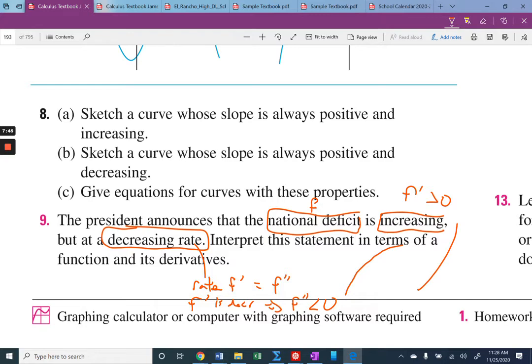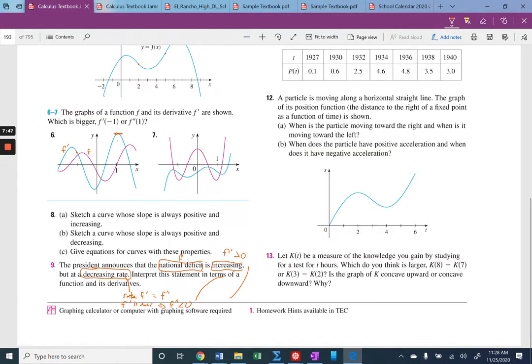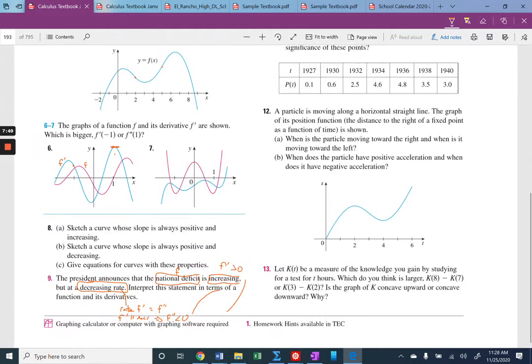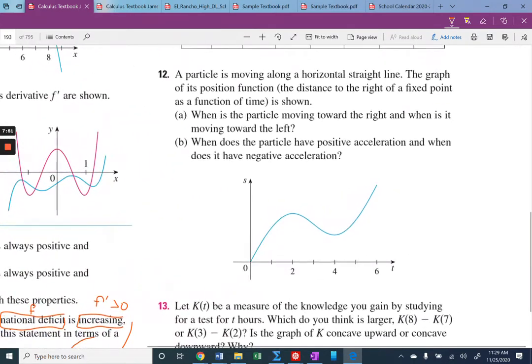Number 12. A particle is moving along a horizontal straight line. The graph of its position function, the distance to the right of a fixed point as a function of time, is shown. So that's the graph we're looking at. When is the particle moving toward the right, and when is it moving toward the left?